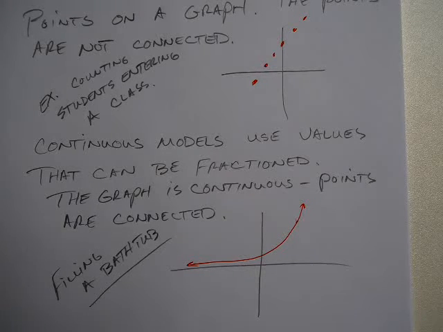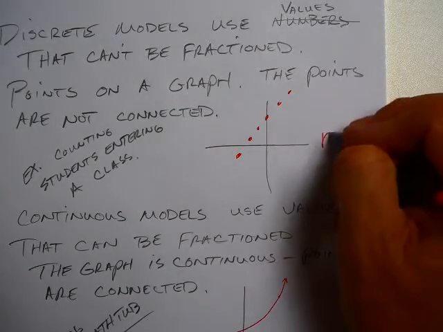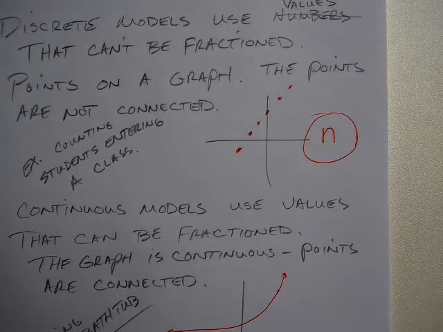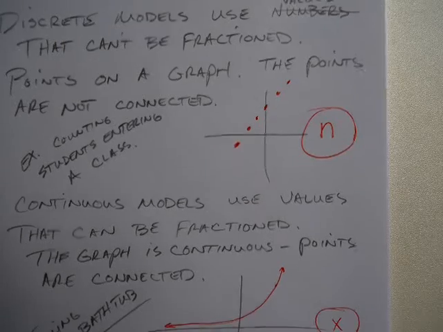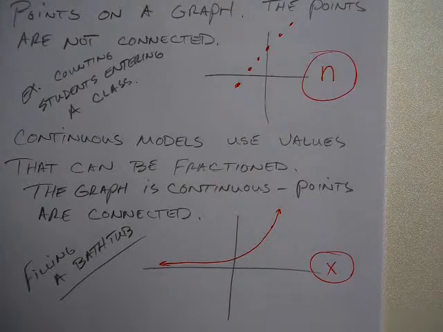N is used for discrete models. X is used for continuous models. So when you see n, if the writer of the problem wrote it correctly, what they're indicating is that it's a discrete model.